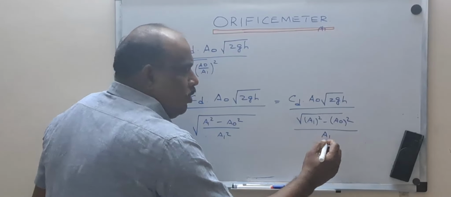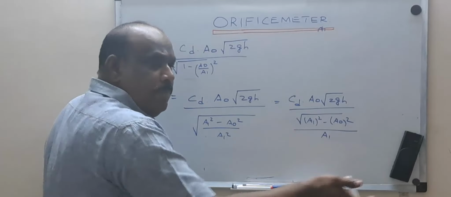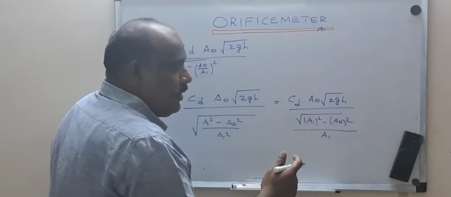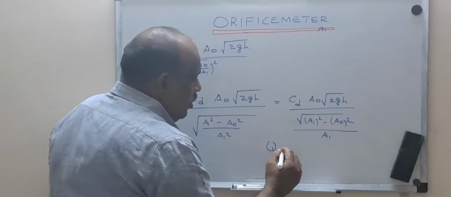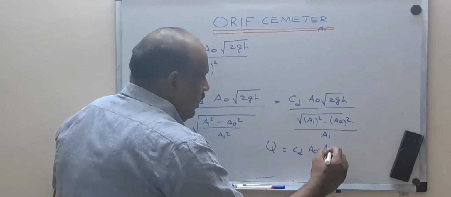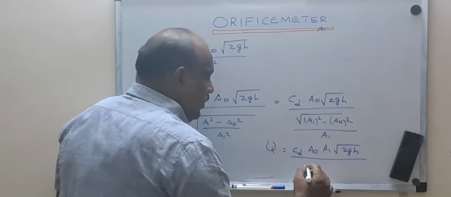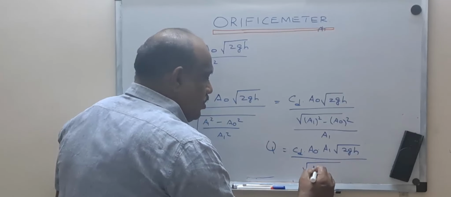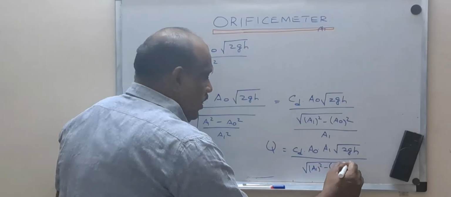I don't want to write once again. So the square root of A1 squared is nothing but what? A1. This A1 can be taken to the numerator. So now this left hand side is nothing but Q. So my Q will be equal to CD into A0 into A1 into square root of 2GH divided by square root of A1 squared minus A0 squared.